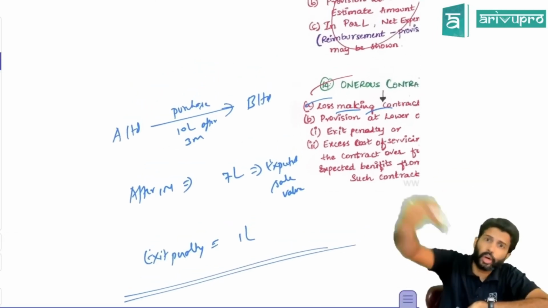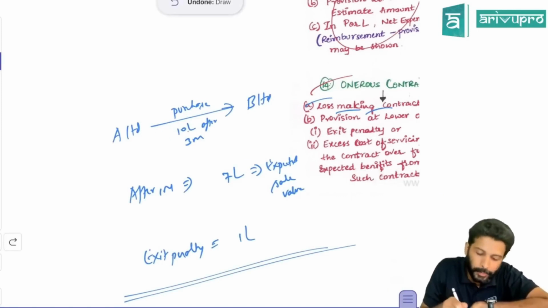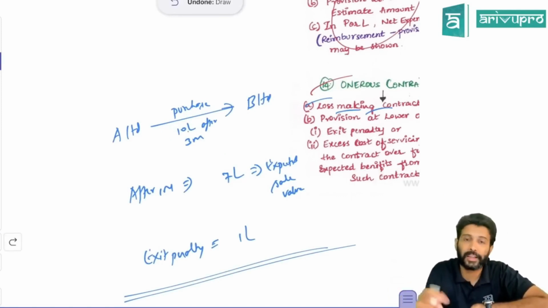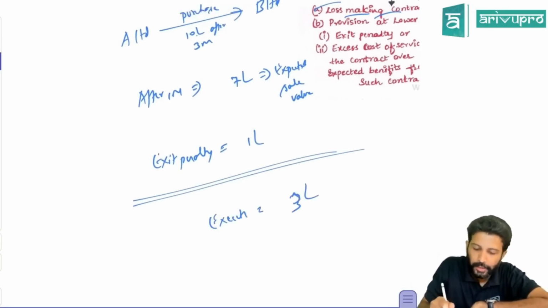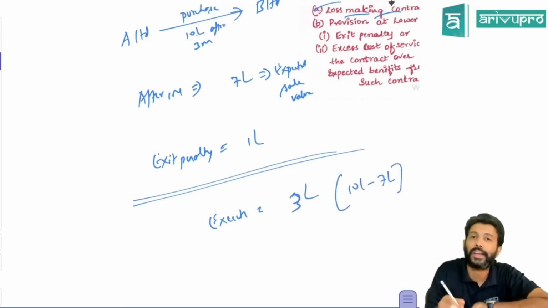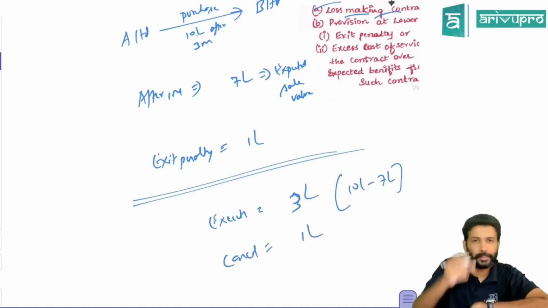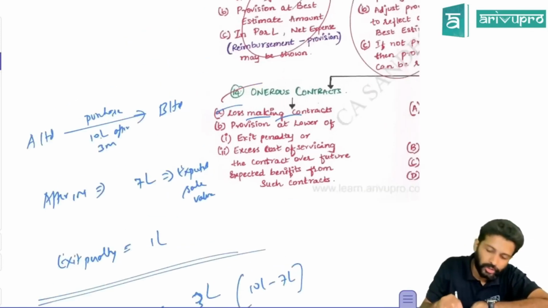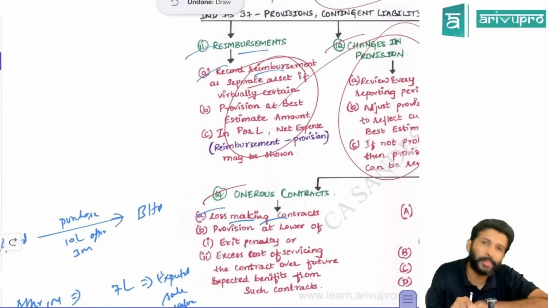If you execute the contract, if you go ahead with the contract, you should purchase it for 10 lakh. After purchasing, you will sell it only for 7 lakh. So if you execute the contract, you will make a loss of 3 lakh because you will buy it for 10 lakh and sell it only for 7 lakh. But if you cancel the contract, you will have to pay a penalty of 1 lakh. That means on every angle it is a loss. So such a contract we call an onerous contract. If you have an onerous contract, you need to make the provision.